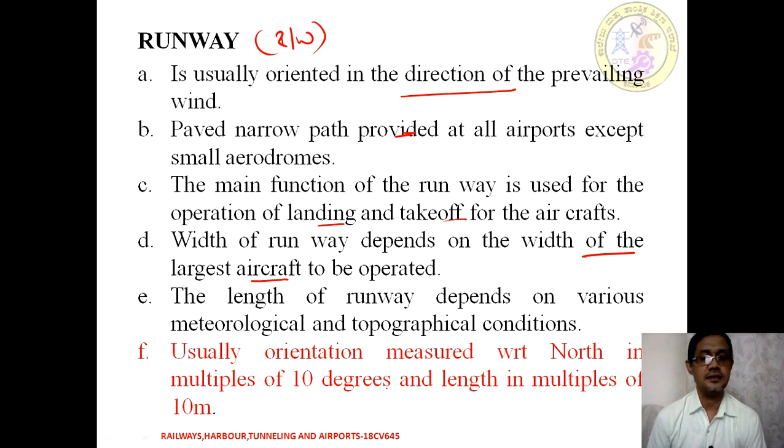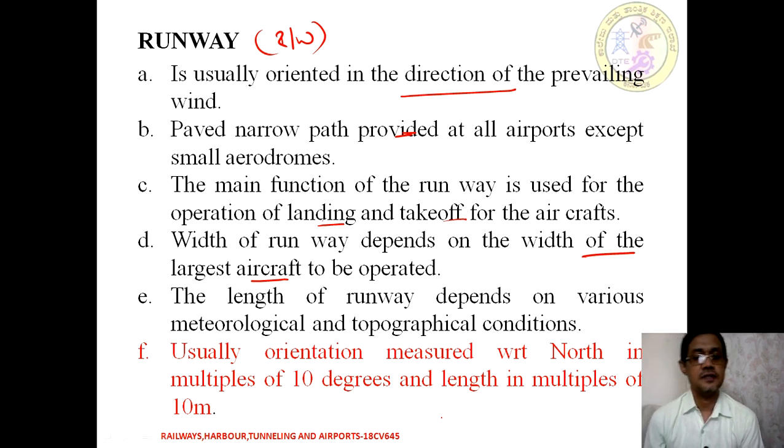Next, the length of a runway depends upon meteorological parameters and topographical conditions. So when we talk about corrections to be applied, we are going to deal with how the basic runway length and the corrections to be applied are taken into account. Usually, depending upon the speed and length of the aircraft, any international airport runway should not be less than 2.5 kilometers or 2500 meters in length. So that is a trend.